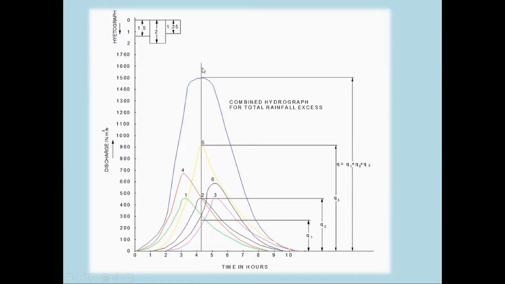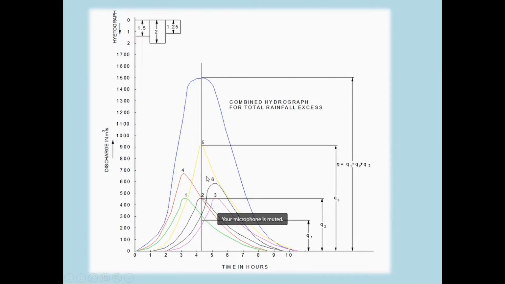And for all the ordinates, if I want a point at 4.5, whatever the ordinates are, they will be added to get the final hydrograph, which has started from 0 and will end where the last hydrograph has ended, at 10.5. So this will be the final hydrograph.